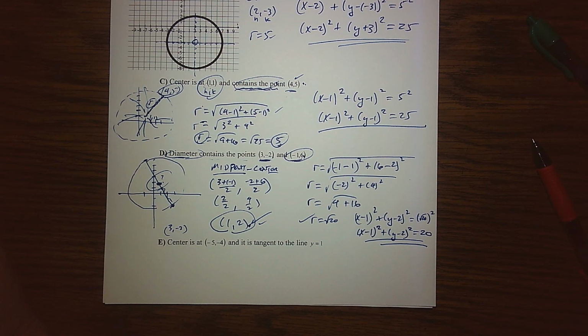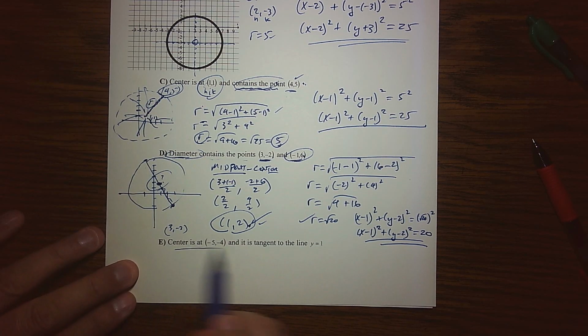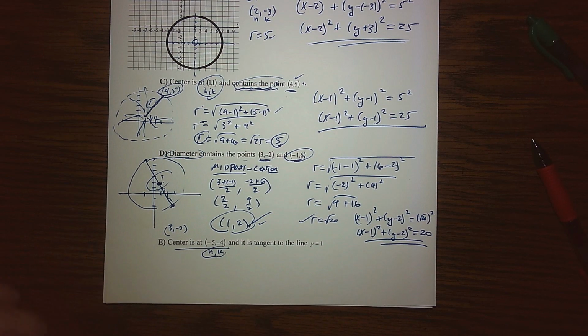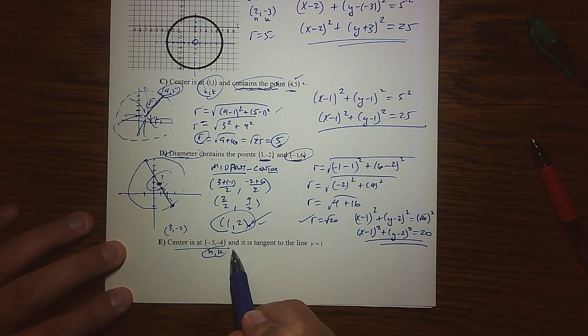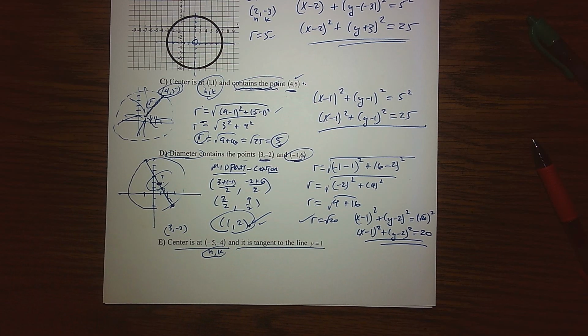So last but not least, a new idea here. We want to find the equation of the circle whose center is at negative 5, 4. So the good news is they've given me the center. So I know h and k. To find the radius, though, we're going to use the information that this circle centered at negative 5, 4 is tangent to the line y equals 1.